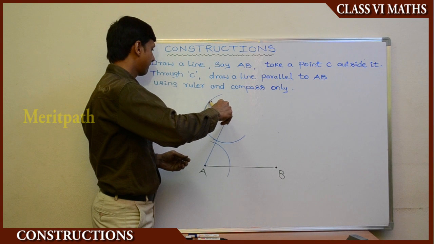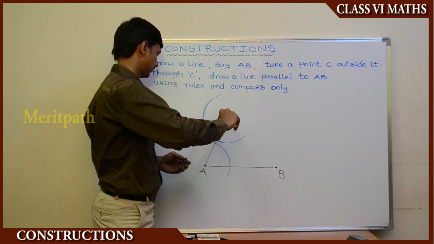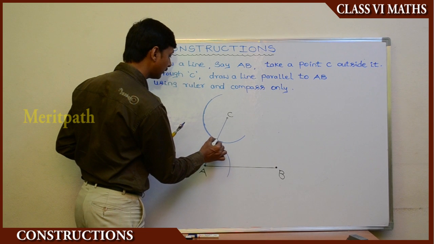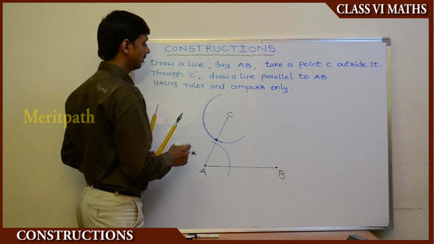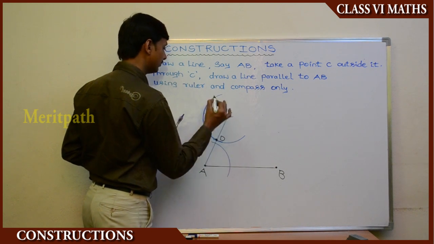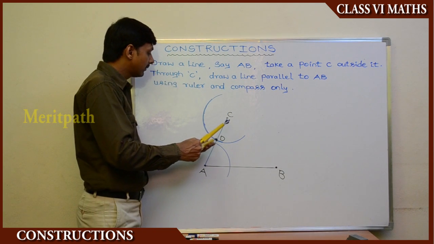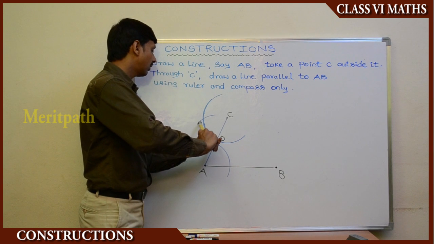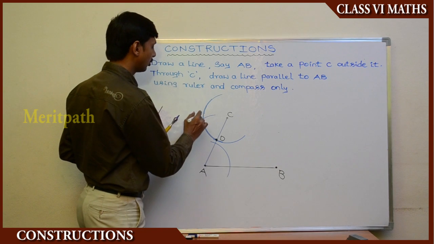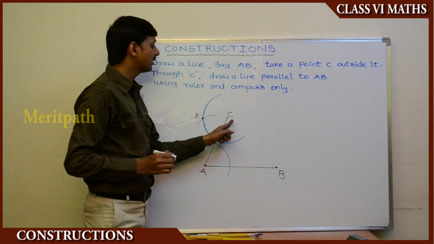Maintain our arc here. It is intersecting this AC at one point. Take that point and name it D. Using D with the same radius, let's make an arc and intersect this arc. So we got one more point there. Let's name it E. So this is the point E, and we got C here.